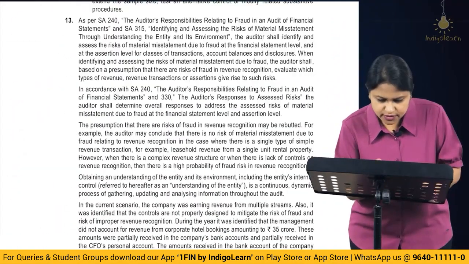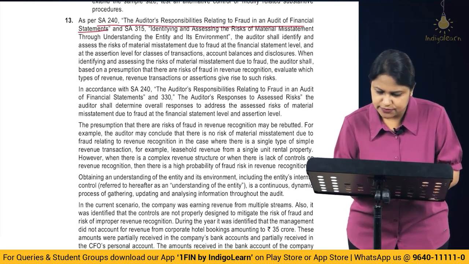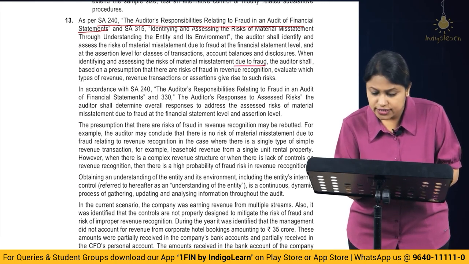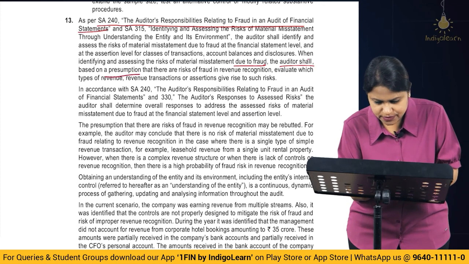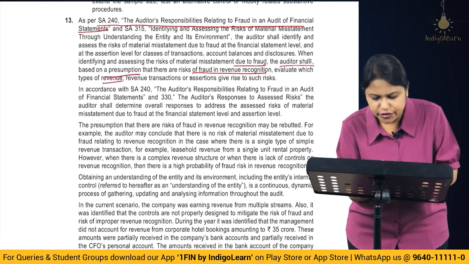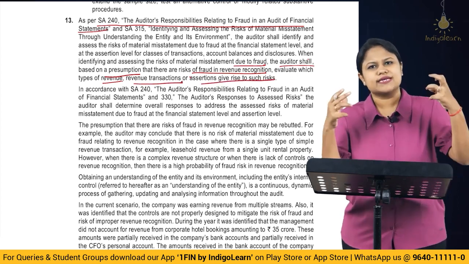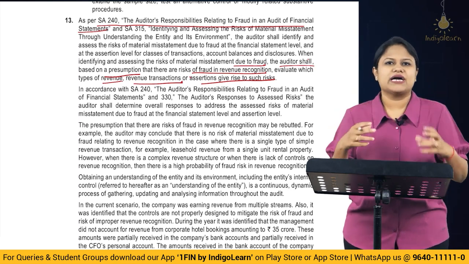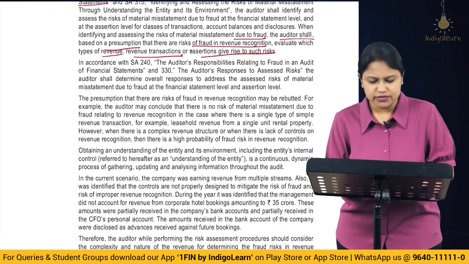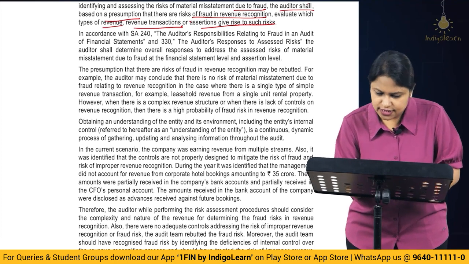As per SA 240, it correctly highlights the auditor's responsibility relating to fraud in an audit of financial statements. When identifying and assessing the risk of material misstatement due to fraud, the auditor shall, based on the presumption that there are risks of fraud in revenue recognition, evaluate which types of revenue transactions and assertions give rise to such risk. So always understand that in the course of an audit, the presumption has to be there that revenue will have a risky element. With that presumption, we are going to do the audit. Then we decide the response to the assessed risk, which we do as per SA 330.